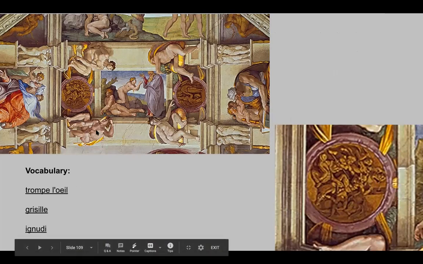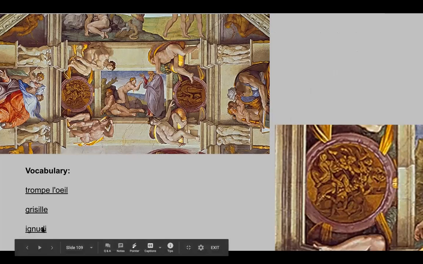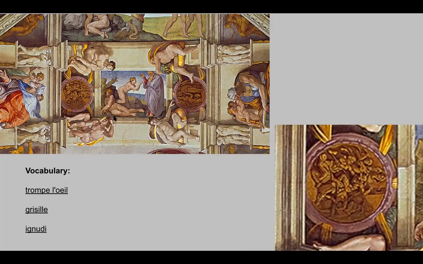These little classical figures, these male figures here in the four corners, are called ignudi, and they're just these little male nudes that are in between. They're kind of classically inspired. They have no Christian significance whatsoever, just something that Michelangelo decided to add.